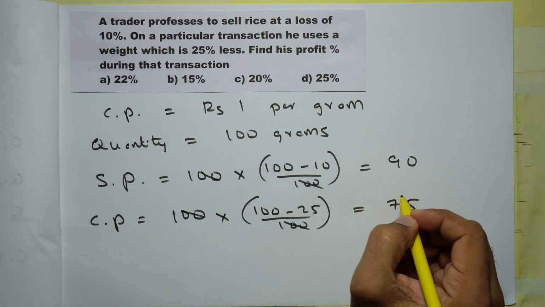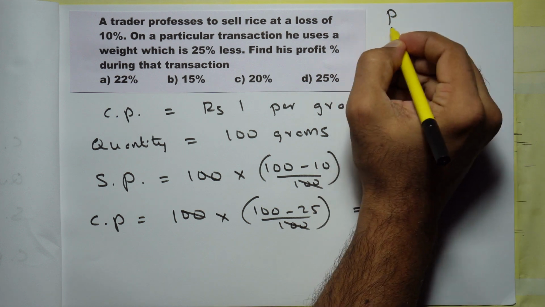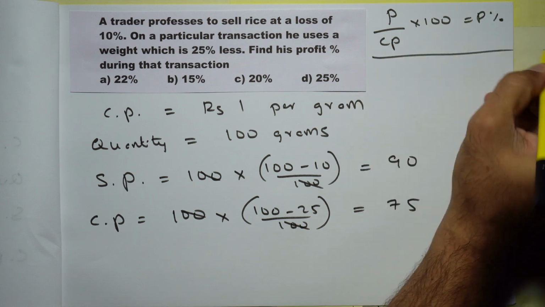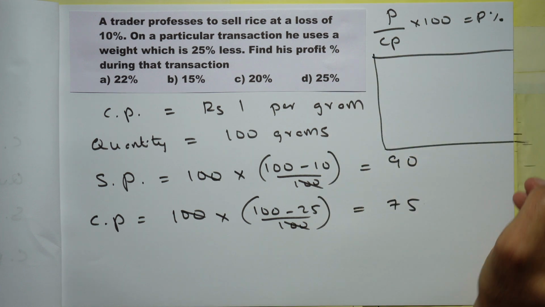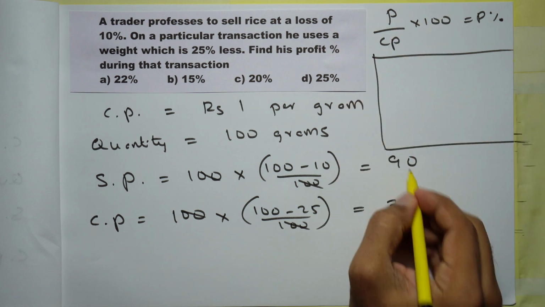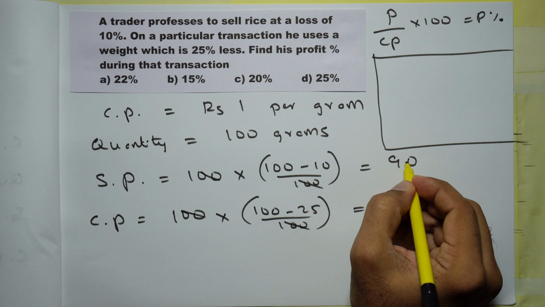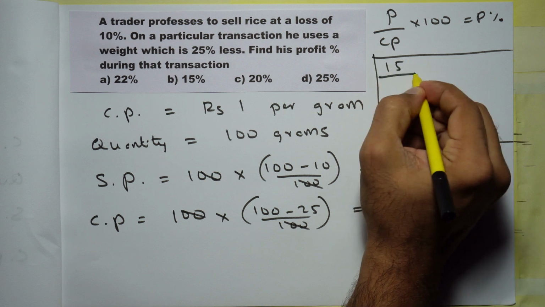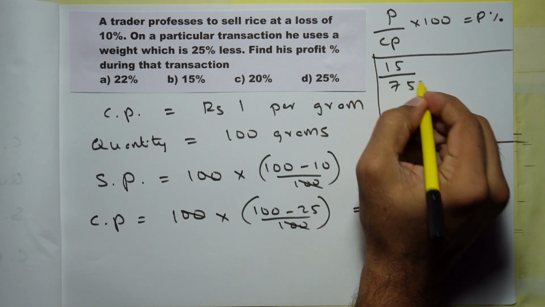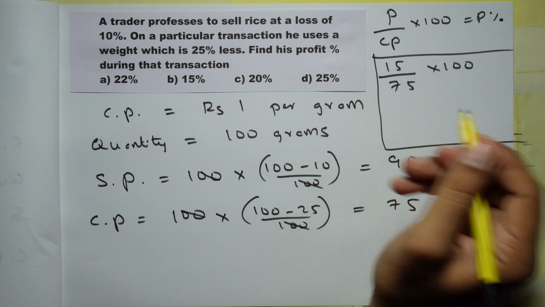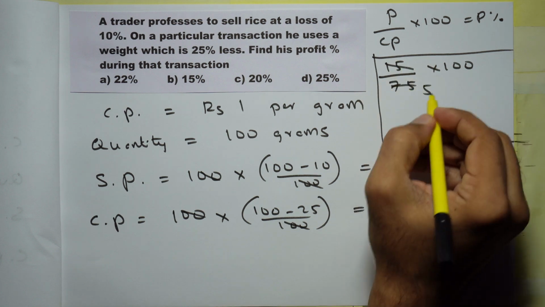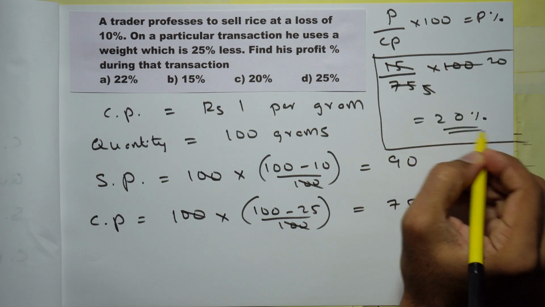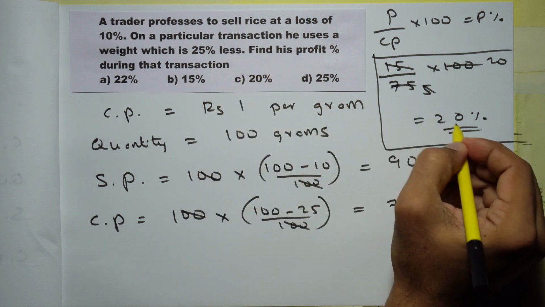Then what will be the profit percentage? So you have the equation: profit out of CP into 100 gives you profit percentage. So we'll just substitute these values. Profit will be SP minus CP. His cost price is 75. He'll sell it at 90. So 90 minus 75, profit is 15. Out of CP, that is 75, into 100 gives you profit percentage. 15 divides 5 times, 5 divides 20 times. So his actual profit will be 20% profit. Hence option C, 20%.